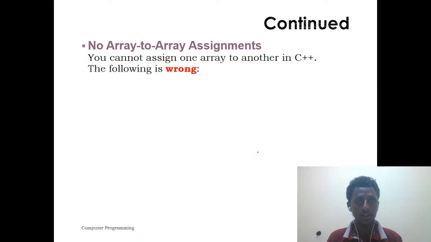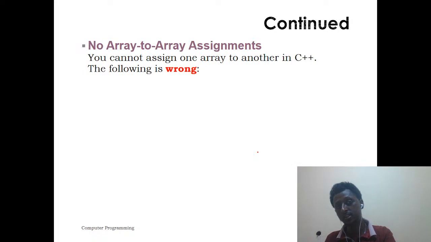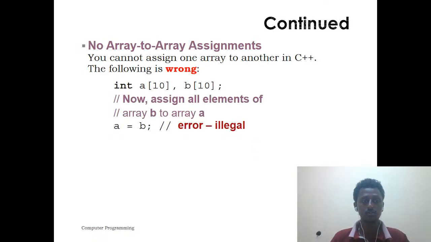No array to array assignments. You cannot assign one array to another array in C++. The following is wrong. For example, int a[10], b[10]. These are different array names. Even if their sizes are equal, the arrays are different, because this is array A and this is array B. Now, assigning elements of array B to array A this way is illegal.